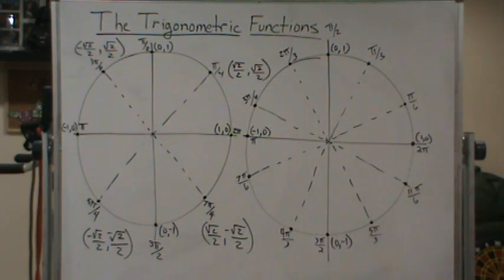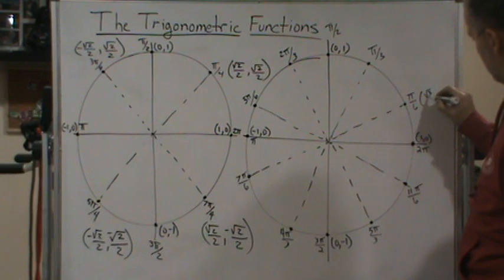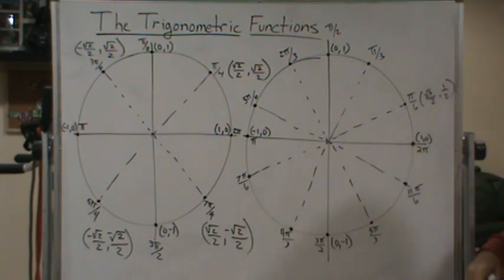Okay? Now we want to write the corresponding x and y coordinates for each one of those points based on that central angle. Okay? So now, let's start with the first one. So that's going to be the square root of 3 over 2, comma 1/2.